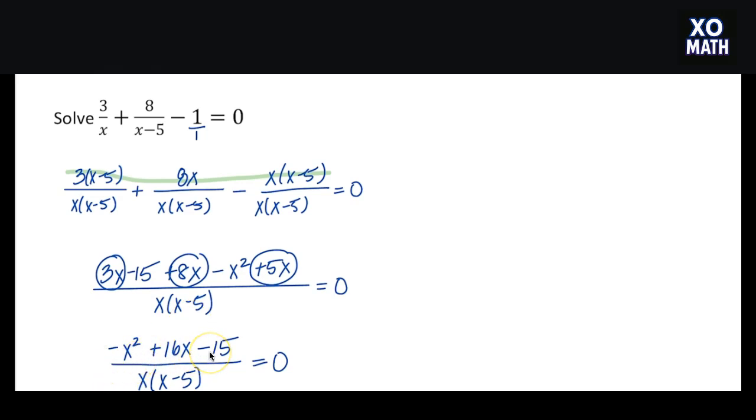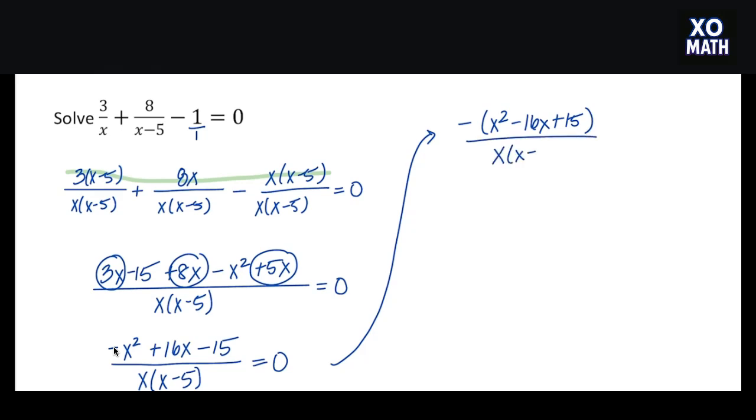Now in the numerator I have a quadratic, and I'm going to factor it, but actually I'm going to first take out the negative. So I'm going to factor the negative out of there. I'm left with x squared minus 16x plus 15 all over x times x minus 5 equals 0. Just because I'd rather factor with the leading coefficient of a positive 1. And so this is going to factor to, let's see, x minus 15 times x minus 1 all over x times x minus 5 equals 0.